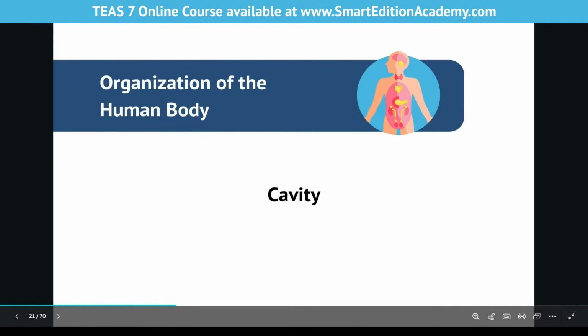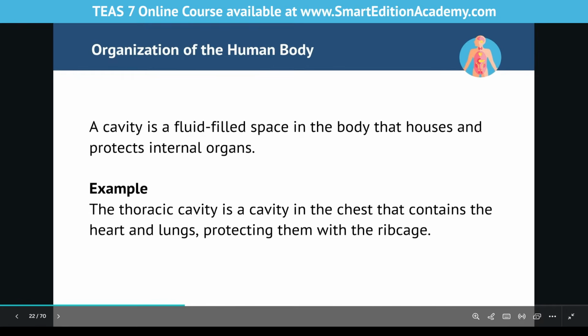What is a cavity? A cavity is a fluid-filled space in the body that houses and protects internal organs. An example would be the thoracic cavity. That's the cavity in the chest that contains the heart and the lungs and protects them with the rib cage.